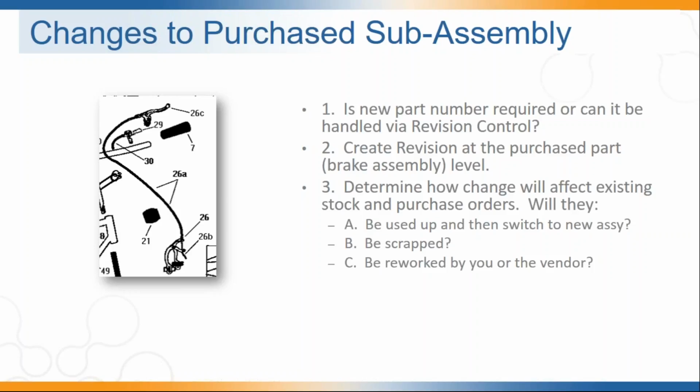What caused this change to happen in the first place? Is it simply to make a better product? Is it maybe a cost reduction issue? Is it to resolve a problem? And if it is to resolve a problem, just how serious is that problem? Is it something that you can live with until the change comes through, or is it something that needs to be changed right away? Well, the answer to those questions will answer this question: will we use up what we've got and then switch to the new assembly?